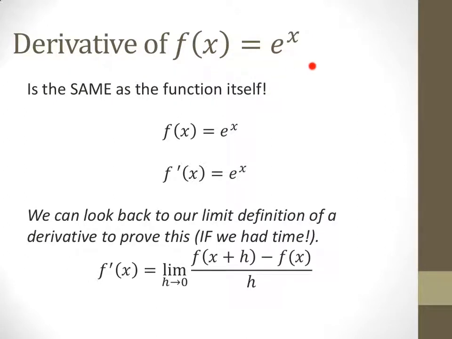Now, when we take the derivative, remember the function f of x, the little tick mark here means the first derivative. So the derivative is the exact same thing. Now, we could go back and take a look at the limit definition of derivatives and prove this if we had time. But what I'd like you to take away from this is that for any function e raised to the x, the derivative is itself.